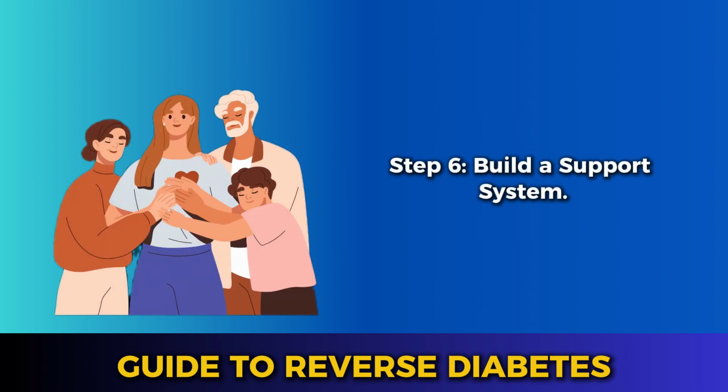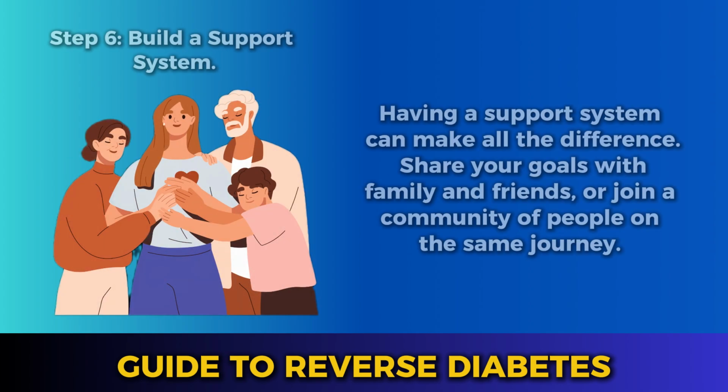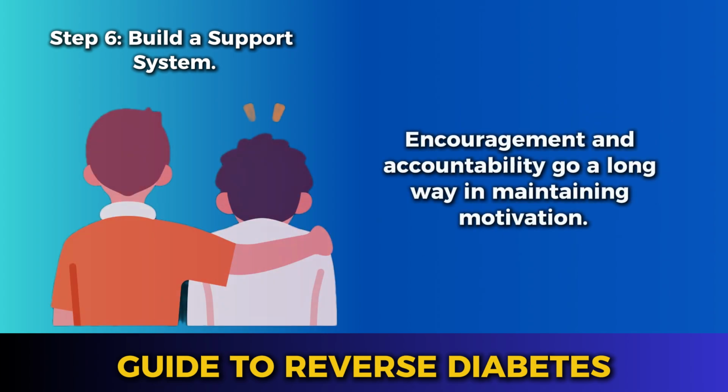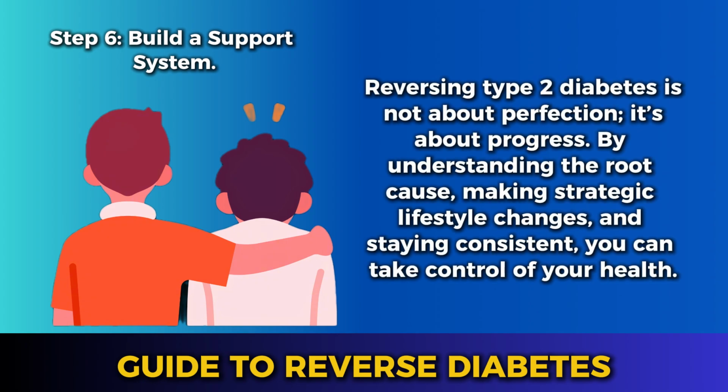Step 6. Build a support system. Having a support system can make all the difference. Share your goals with family and friends, or join a community of people on the same journey. Encouragement and accountability go a long way in maintaining motivation. Reversing type 2 diabetes is not about perfection, it's about progress.